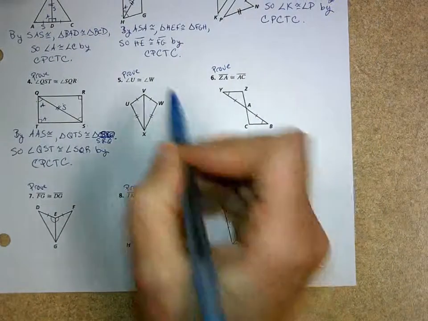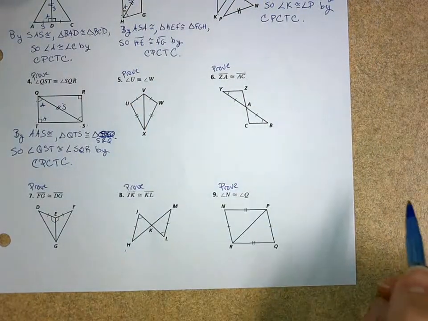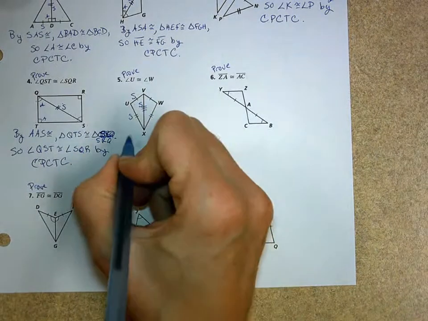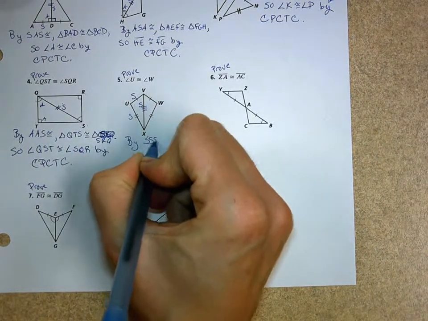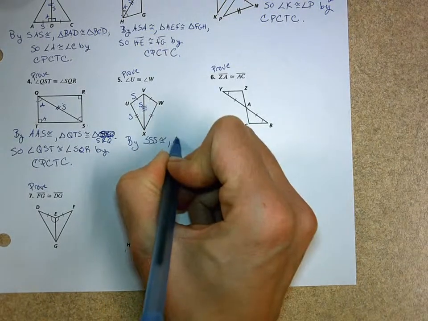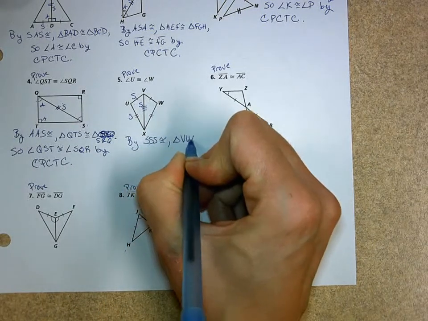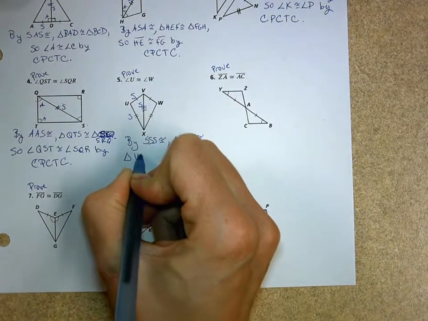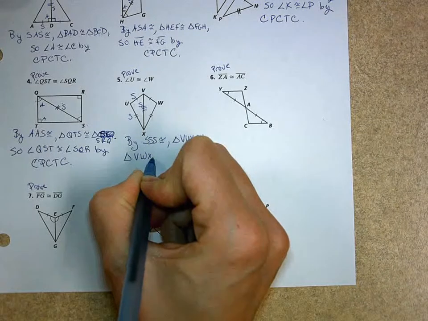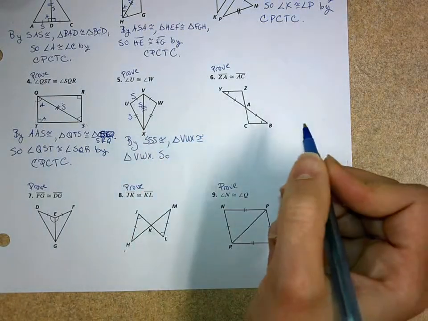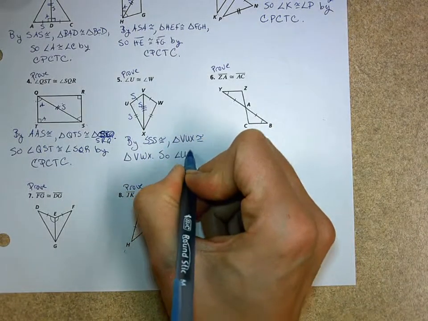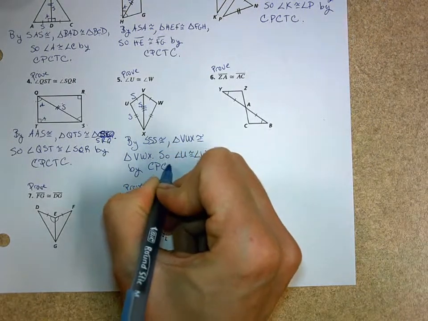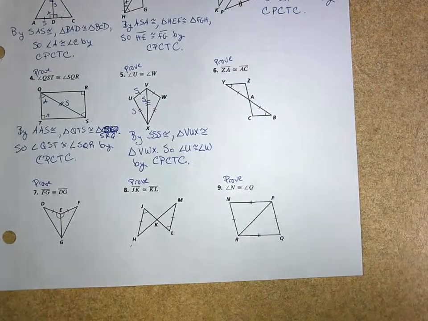All right, let's keep going. I want to prove angle U is congruent to angle W. Notice no angles here, but I have side, side. Oh, look, side. So by the side, side, side congruence, triangle VUX is congruent to triangle VWX. So what do we know? Angle U is congruent to angle W by corresponding parts of congruent triangles are congruent.